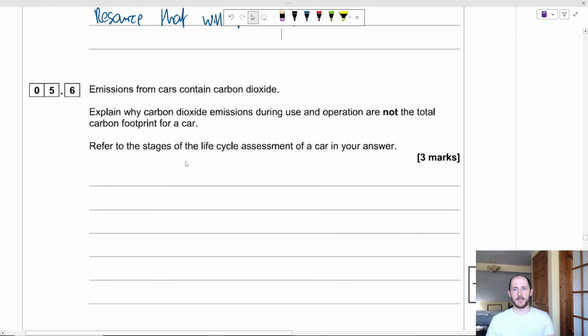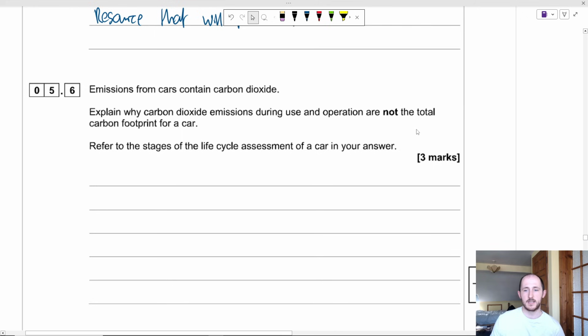Cool. And here we have carbon dioxide. Of course, we can't talk about greenhouse gases without mentioning carbon dioxide, probably the most famous greenhouse gas in the world. But emissions from cars contain carbon dioxide. Explain why carbon dioxide emissions during use and operation are not the total carbon footprint of a car. Refer to the stages of the life cycle assessment of a car in your answer. This is a bit misleading in my opinion. I would kind of ignore this partially.